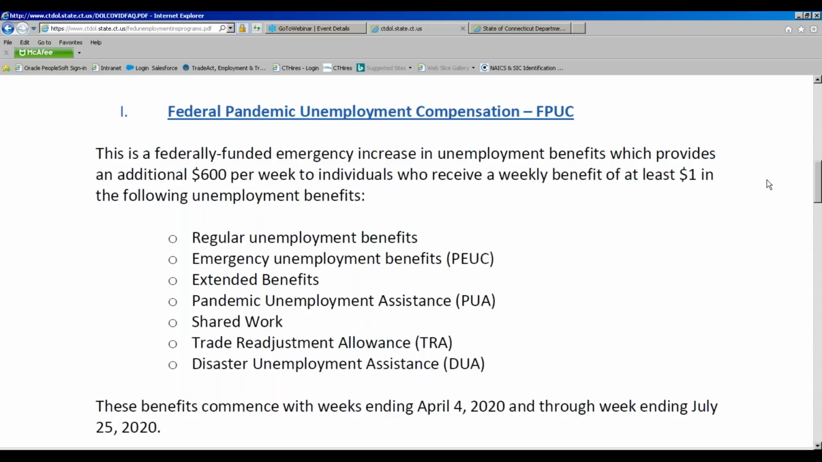Another one of the questions we've received was, I just ran out of my 26 weeks of UI benefits. How do I get my additional 13 weeks under the CARES program? It's called Pandemic Emergency Unemployment Compensation, PEUC. Again, that's a 13-week program that follows the exhaustion, or once your balance on your current unemployment claim goes to zero.